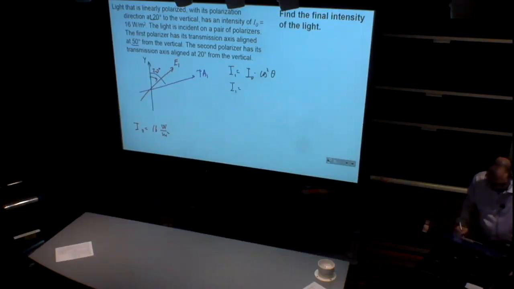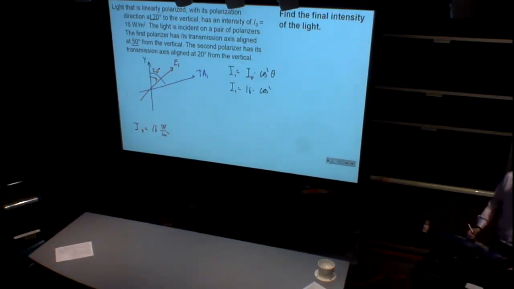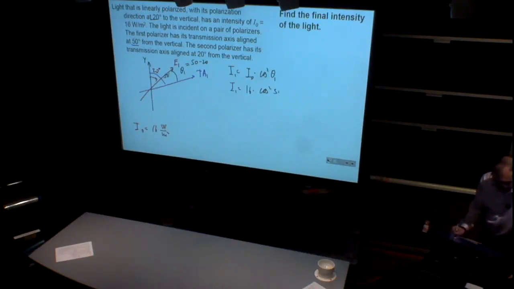So all I have to do is be very, very careful with the angles. What number should I write for theta? Is it 20? Is it 50? No. According to a definition, theta has to be measured between the direction of polarization of light, which is direction of electric field, and transmission axis. That's theta 1. And our picture tells us it should be equal to the difference between 50 and 20, which is 30. All right, done with the first polarizer.